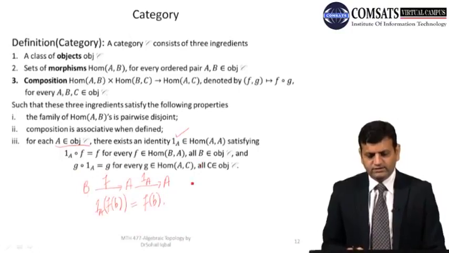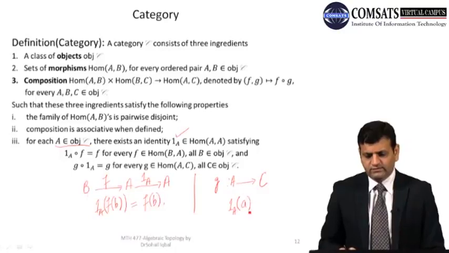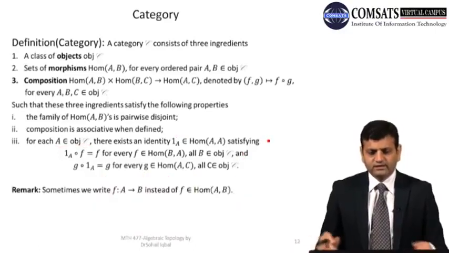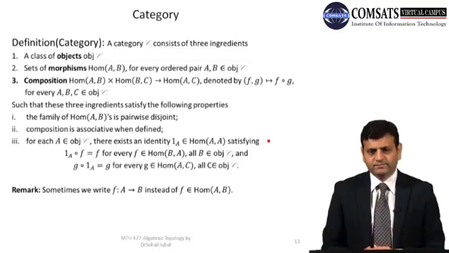Similarly, the next condition is, if I have a map g from A to C, and I first apply the identity on some element of A and then apply g on that element, then this is the same as applying g on the element of A. So that's our third condition. If these three conditions are satisfied, then we say that it is a category.